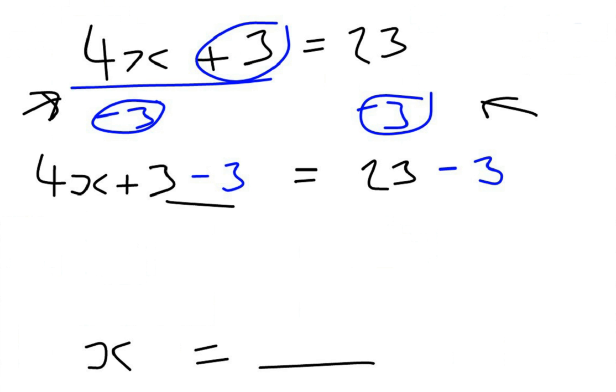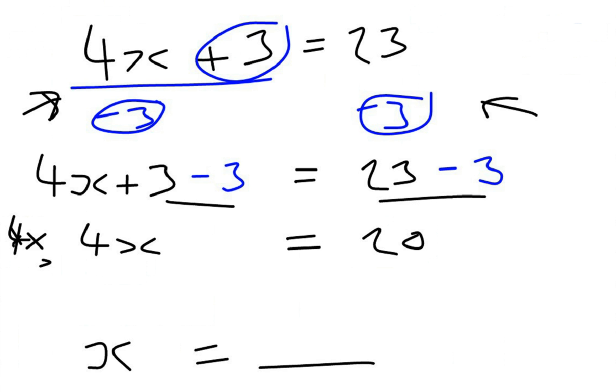This plus 3 and the minus 3 cancel each other out, so on this side we're just left with 4x. And on this side, 23 take away 3 just leaves me with 20. Okay, this 4x means 4 times x. It's a badly drawn 4. 4 times x. Or, another way of saying that is 4 lots of x. I want to find what one lot of x is, because remember, although we don't write it, this means 1x. So I've got 4 lots of x, and I want to find what one lot of x is.